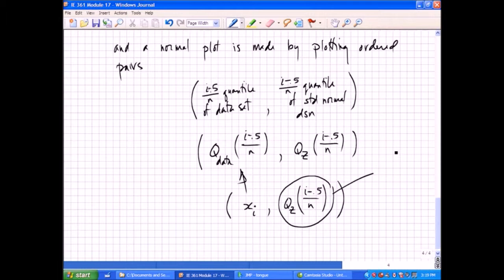As a matter of fact, this thing is what's read on the margin of a standard normal table from a value in the body of the table that's (i minus 0.5) over n. So this is a z value corresponding to cumulative probability (i minus 0.5) over n.